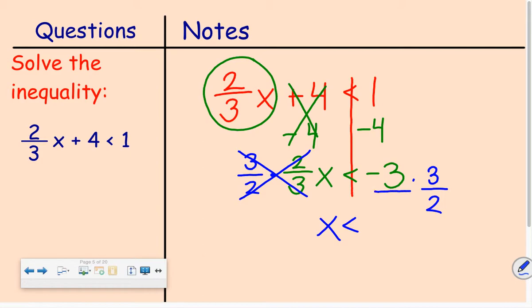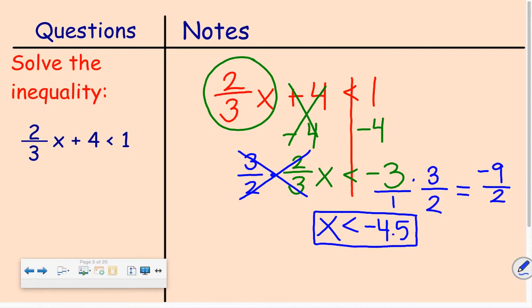And then I'm going to turn this into a fraction so that I can multiply across. Negative 3 times 3 is negative 9. 2 times 1 is 2. Negative 9 divided by 2 would be negative 4.5. My variable's already on the left-hand side, so I don't have to rewrite anything.